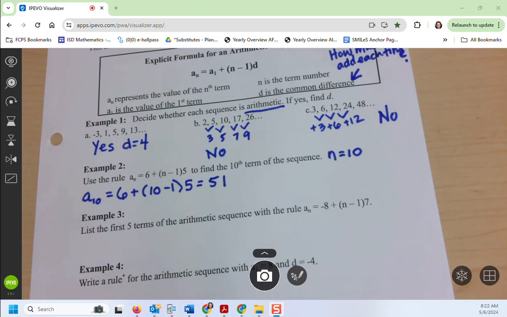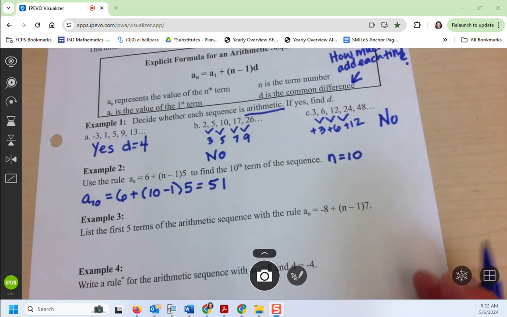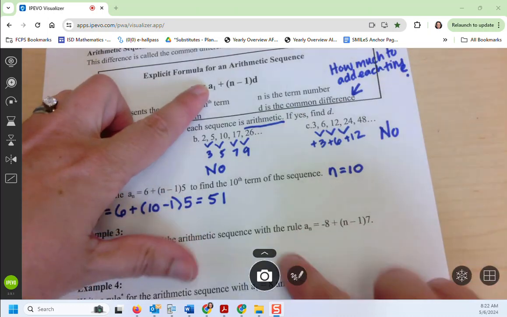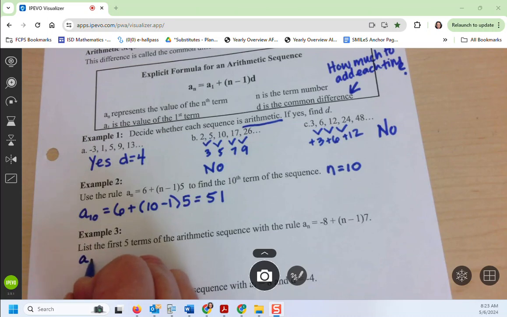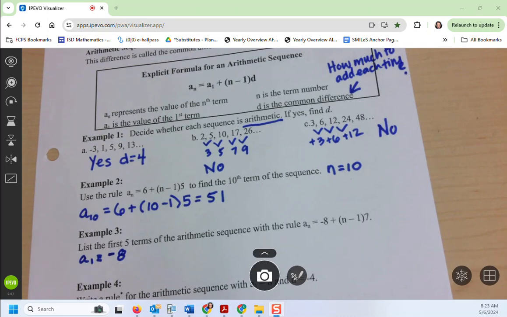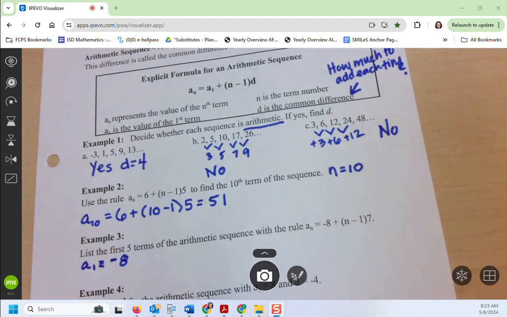All right, list the first 5 terms of the arithmetic sequence with this rule. Now, you could put in 1, 2, 3, 4, 5 for your n. You could do that and it would work, and you would get the first 5 terms. But you can also break this down, because we know that when we have the formula written this way, a sub 1 is this first number here. So we know a sub 1, the first term, equals negative 8. And we know that d, the amount we're adding each time, is 7.